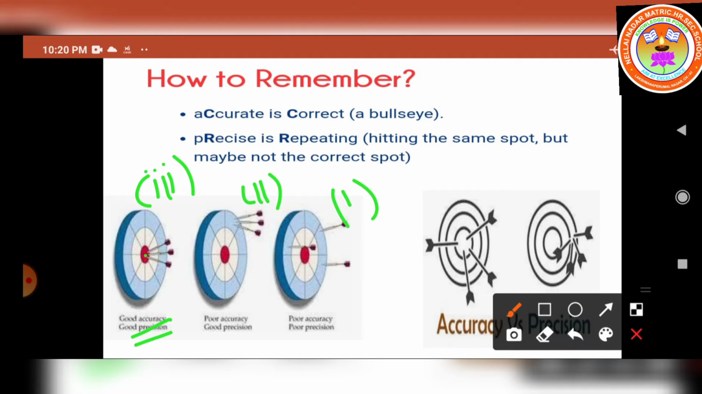In the second figure, all the arrows are very close to each other but not at the central point. So this is taken as what? Poor accuracy but good precision. And in the third figure, all the arrows are close and also at the central point. Hence, here it is both precise and accurate. Good accuracy and good precision.